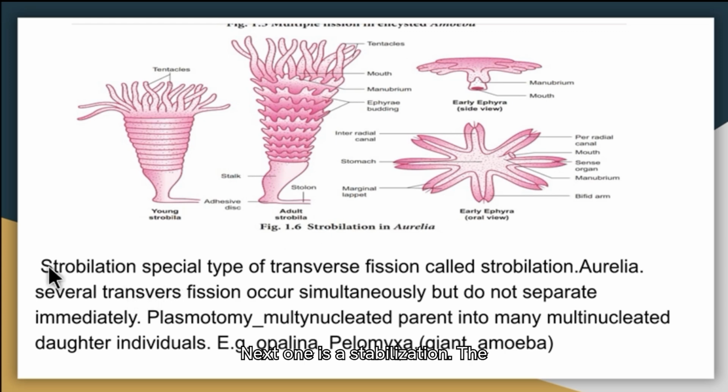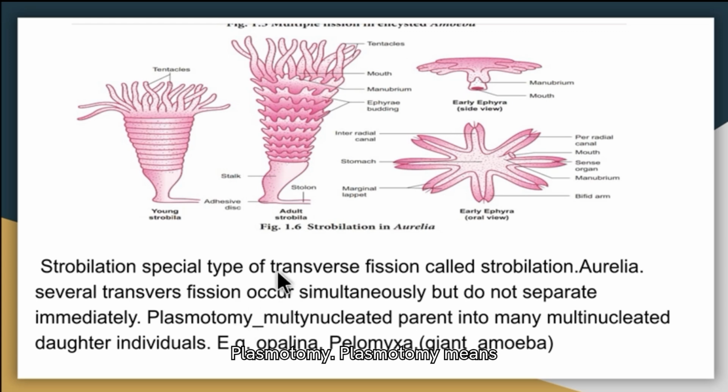Next one is the Strobilation. The Strobilation is a special type of transverse fission. This is a transverse fission called the Strobilation. Example, Aurelia. Aurelia is a sea animal. Several transverse fissions occur simultaneously but do not separate. That means this one is developing first, it will wait until this one is developing, so that they do not separate immediately.